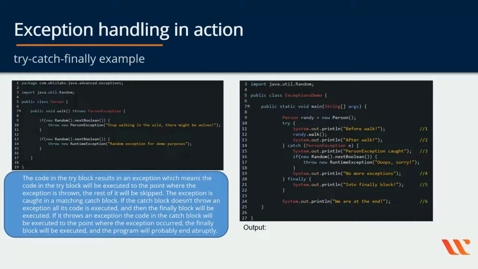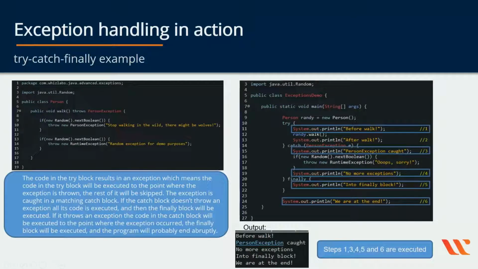We will split it into two mini scenarios as this is the case. The code in the try block results in an exception, which means the code in the try block will be executed to the point where the exception is thrown. The rest of it will be skipped. The exception is caught in a matching catch block. If the catch block doesn't throw an exception, all its code is executed, and then the finally block will be executed. We will stop here and examine the code flow. Print statements 1, 3, 4, 5 and 6 will be executed.